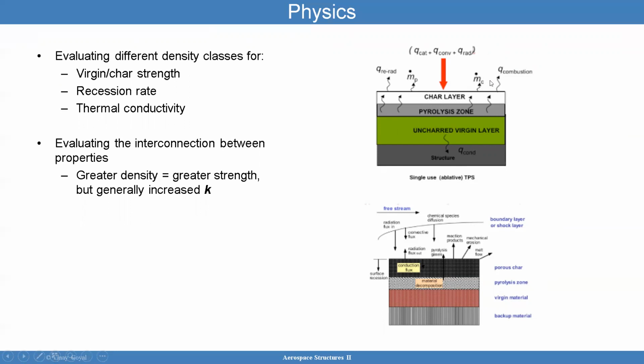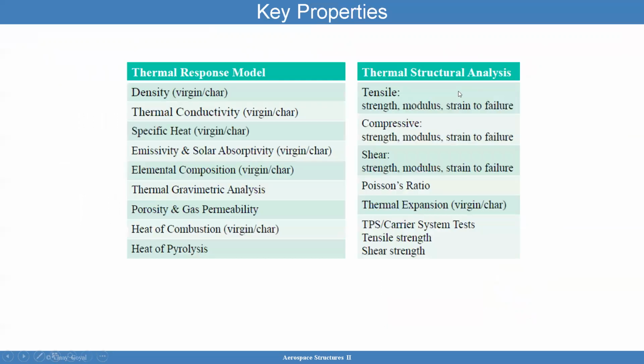But here are some of the variables that we start introducing. You can see here, these are heat fluxes that are being considered, mass losses at the surface. And what we want to do is then look at the key properties needed to do an analysis this complex. That kind of analysis requires a good thermal response model. It requires a good thermal structural analysis model, and is going to require measuring density, thermal conductivity, specific heat, emissivity, and solar absorptivity. And you're going to do that for the virgin and char materials.